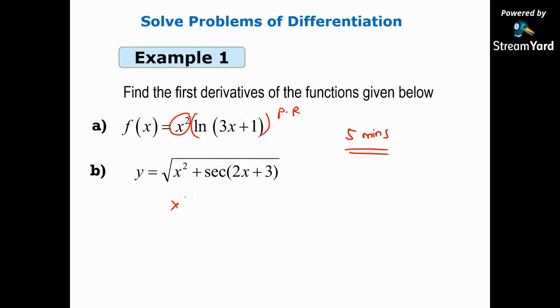With this one, we've got x squared plus sec 2x plus 3, and then this is basically to the power of half. So for this one, you need to use the special power rule: bring down the power, copy down the function, deduct 1, and don't forget to differentiate the function later on. So the first one is product rule, the second one is simply the special power rule.